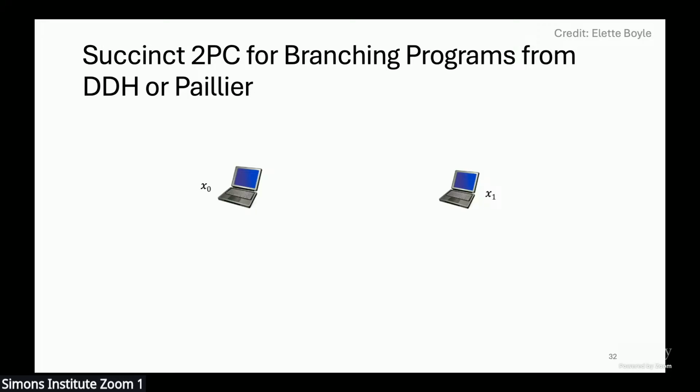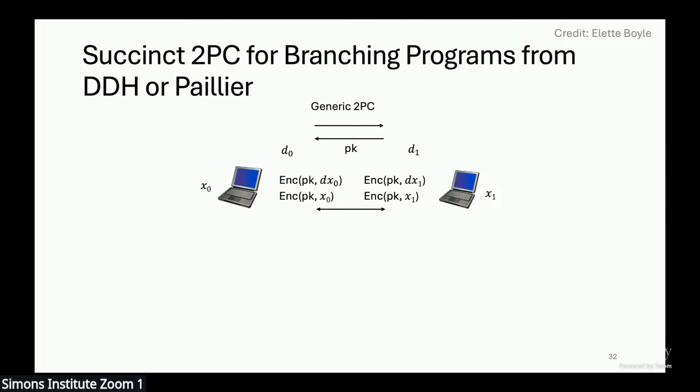Okay, so once we have HSS for branching programs, the natural thing is to ask how we get two-party computation for branching programs. This is pretty straightforward. As a setup for the 2PC protocol, at least if we want a somewhat generic construction, we rely on some generic two-party computation protocol to set up this public key such that we have secret shares of the secret key. Then Alice and Bob will, of course, exchange encryptions of their inputs. On top of that, we need a way to generate encryptions of the inputs times the secret key. But this can be done without too much effort.